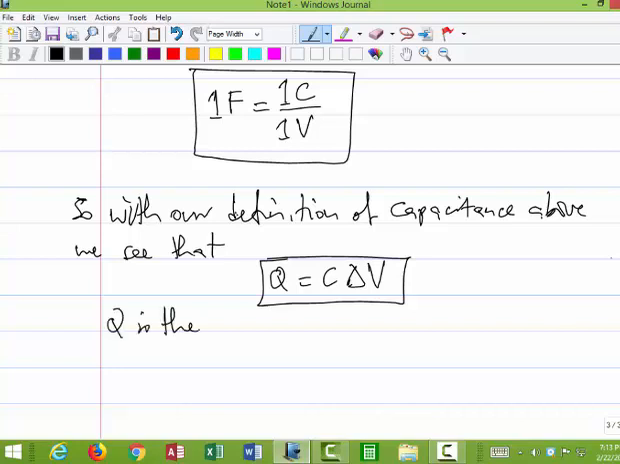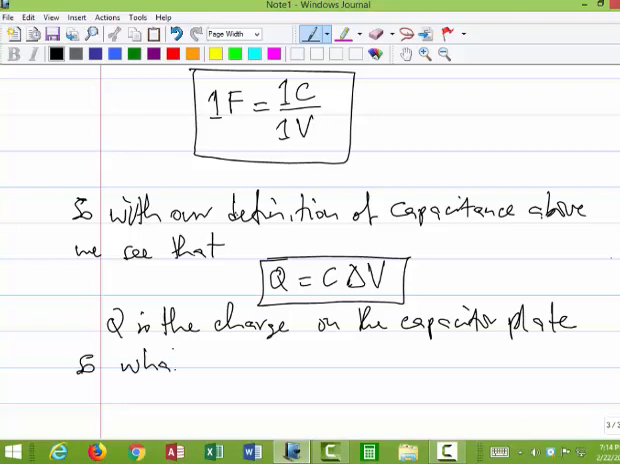So Q is the charge on the capacitor plate. Charge is of course proportional to potential difference, and the constant of proportionality there was the capacitance. So the charge accumulated is equal to the capacitance times the potential difference. So we can identify for a parallel plate capacitor.